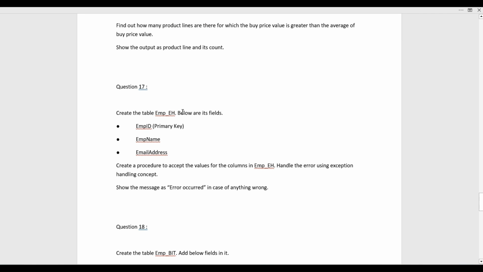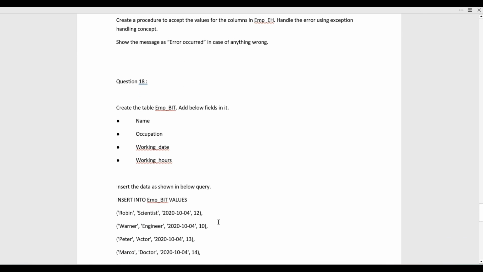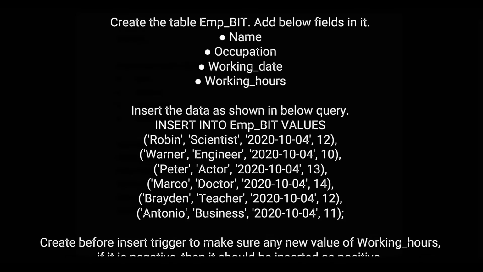Create a table, this one below field. Create a procedure to accept the value column for EMP handler error. Oh, this is, I already cover all these topics, so I'm gonna skip this. So let's move on to the next question directly.